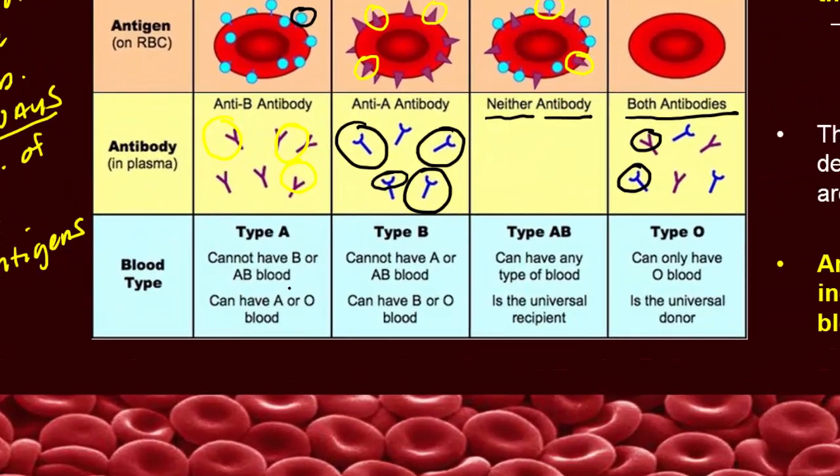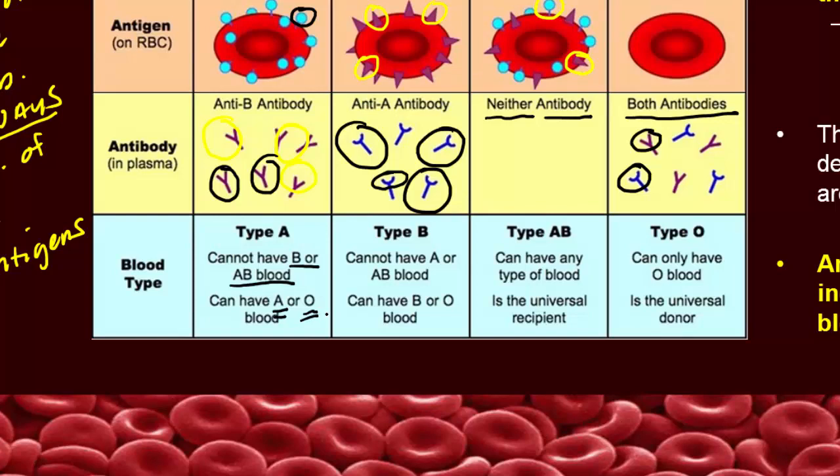Okay, so what blood types can these people with different blood types receive? Well, someone who is type A cannot receive blood that is B or AB. Why? Well, because they have these B antibodies in their plasma, and if they're given blood whose cells have the B antigens on them, they'll reject that blood. They can safely receive their own type. You can always get your own blood type, and you can always receive type O.